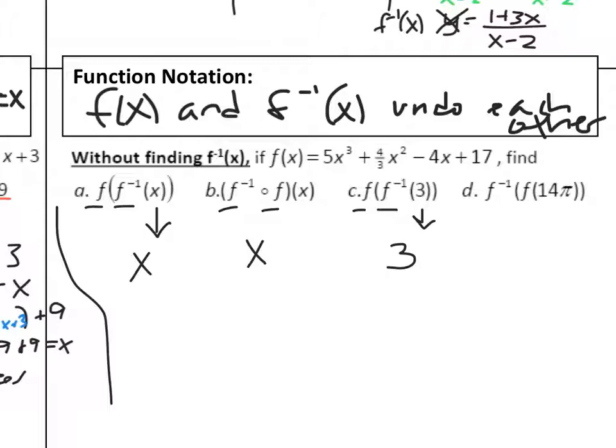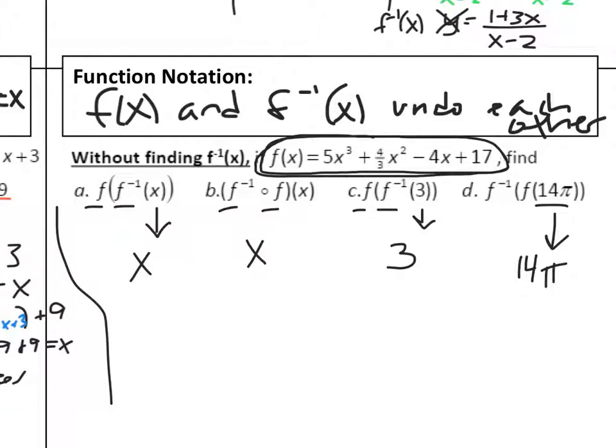F inverse of f of 14 pi. Doesn't matter that 14 pi looks all crazy. All right. And look, I kind of skipped this part. I gave you this really crazy equation. So you know what some people do? Some people try to find the inverse of this and then they cry and all of that. But it doesn't matter what we start with. F and f inverse or g and g inverse, they undo each other.